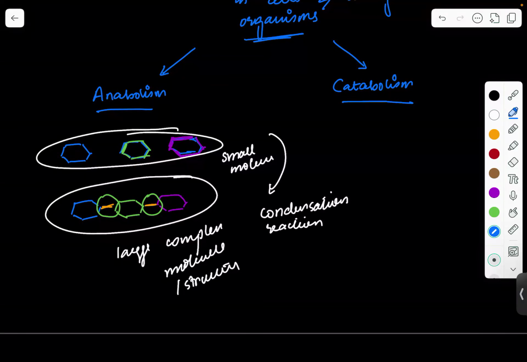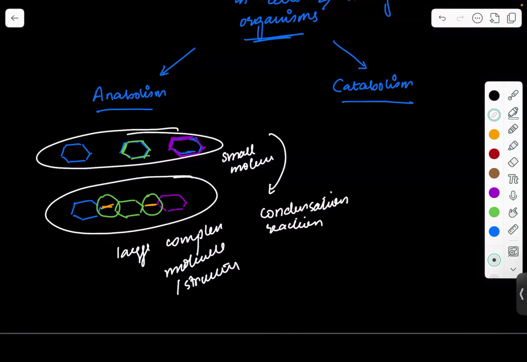Sir, I didn't understand. So small molecules come together, correct? And that you understand? Yes, small molecules come together and create a large molecule. Do you understand that? That's pretty straightforward. Yes? Sir, I don't understand the condensation part.